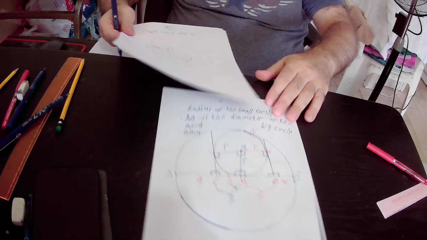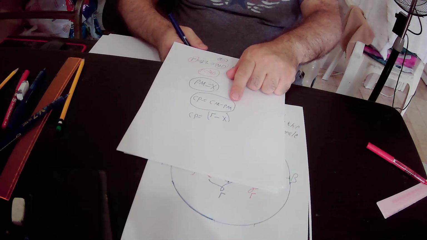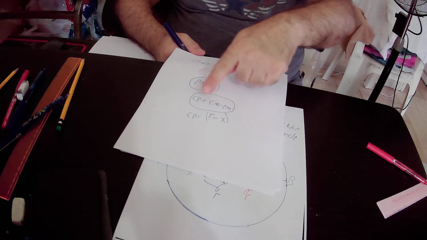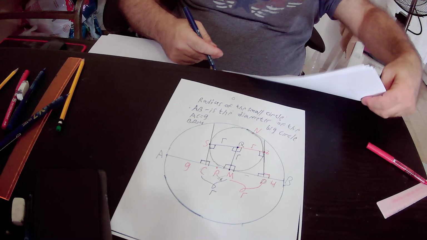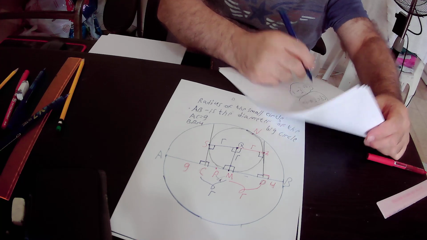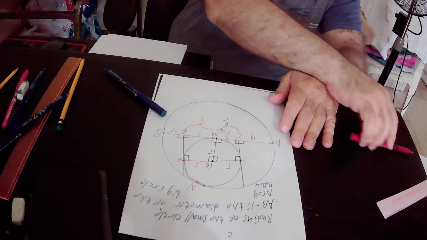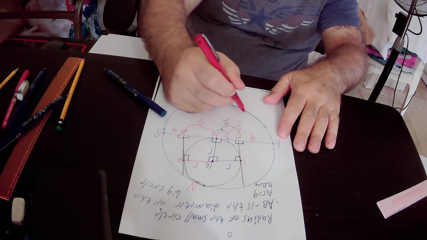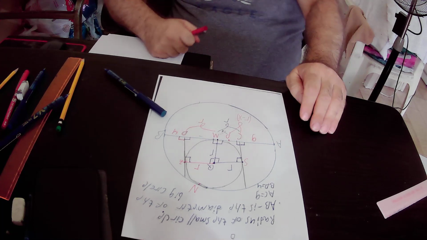CP equals CM minus PM, and CM equals small r, and PM equals X, so CP equals r minus X. So I write it down in the drawing that CP equals r minus X.